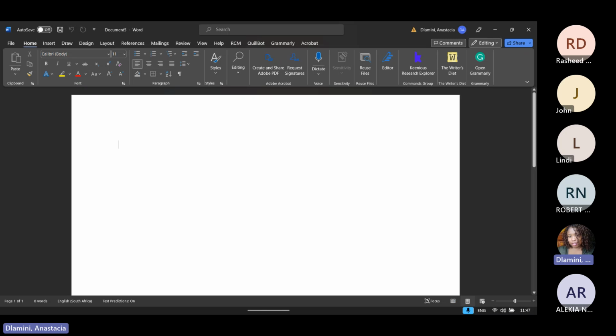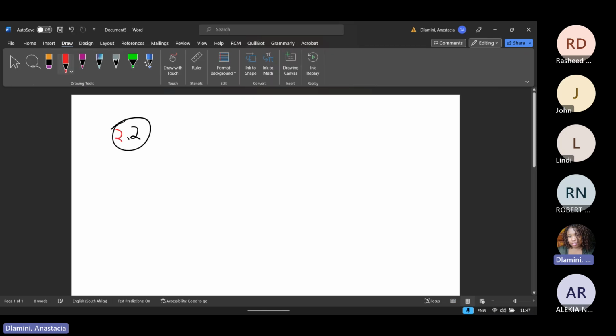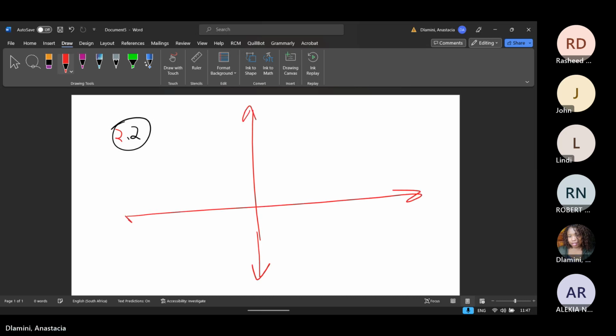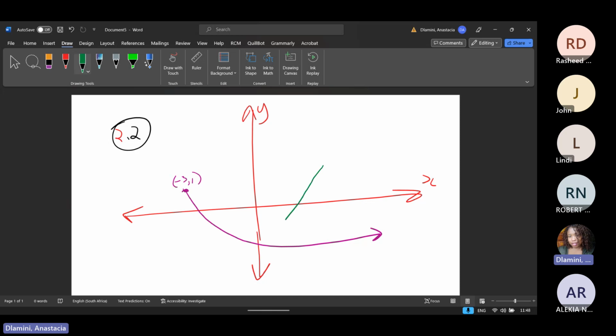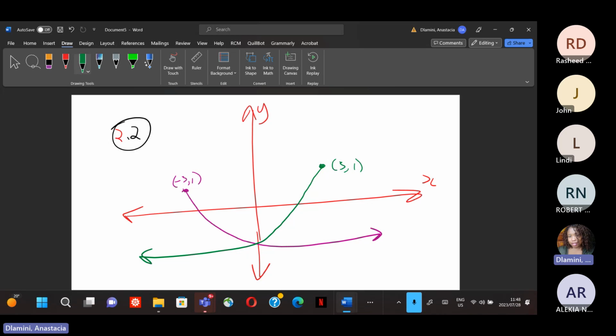So meaning that our 2.2 solution will be something like this. So we have y, x. We know that our original graph is something like this, the one we obtained in 3.1, -3 and 1. So our reflection about the x-axis will be the green one. It's not drawn to scale, but it's something like this. So this will be 3 and +1. So that's 2.2. Let's go to 2.3.